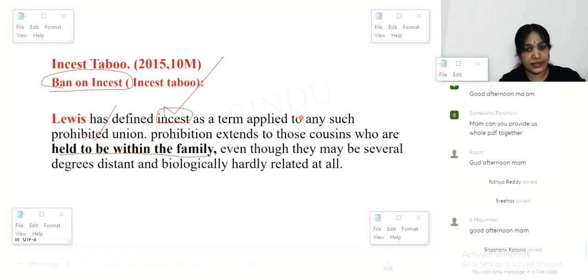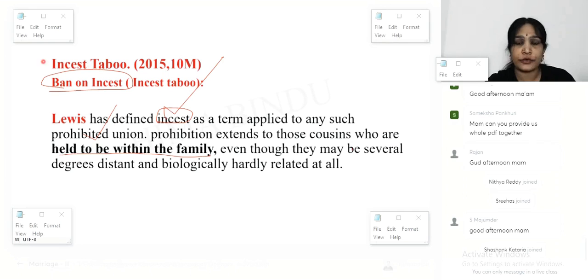The prohibition usually extends to the cousins who are held within the family. Means patrilateral parallel cousins. Matrilateral parallel cousin marriages are anyhow uncommon. But patrilateral parallel cousin marriages are prohibited because they treat each other as brothers and sisters. This prohibition extends even to Sagotra marriages also. They can be several degrees distant, but still if they have a brotherly relation, then they should not get married. Their union is prohibited, so it is better to avoid that. Is the concept of incest taboo clear for all of you?